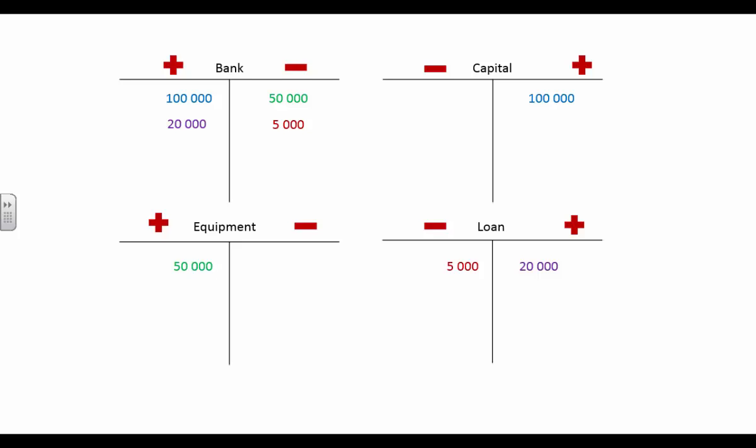Now you'll notice that the bank and the equipment account go up with debit entries and down with credit entries. The capital account and the loan account go up with credit entries and down with debits. How are you going to remember which accounts increase on which side? I've got an easy acronym for you. Bank is an asset, capital is owner's equity, equipment is an asset, loan is a liability. If you know your list, you'll know where they go. Let's have a look at this in a bit more detail.